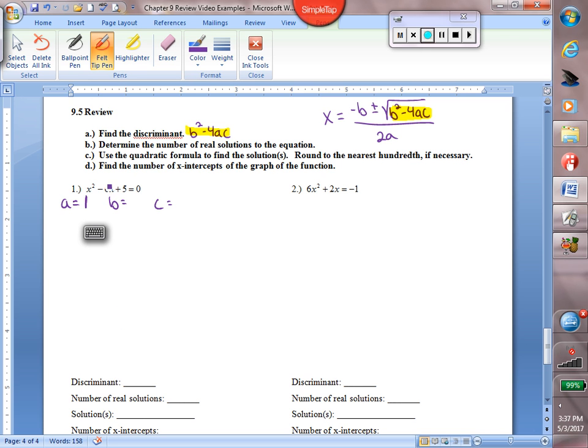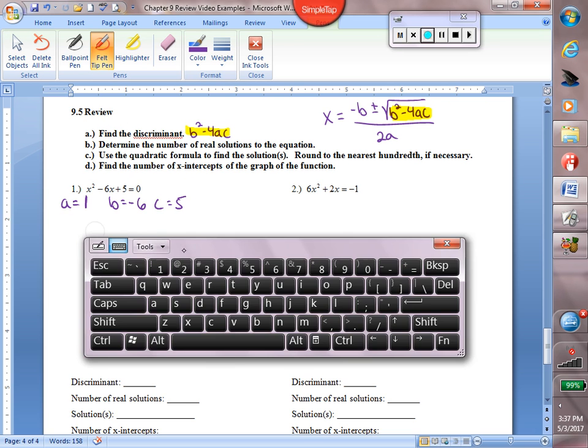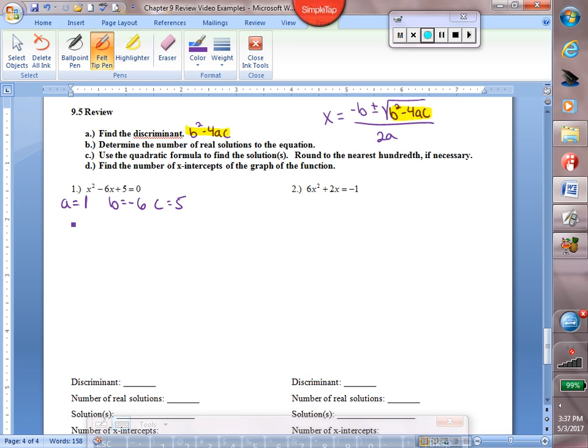Our b is our coefficient of the x term, negative 6. And our c value is our constant, which means there's no variable attached to it. It's just a number. That's going to be positive 5. Now let's go ahead and find our discriminant. Our discriminant is b squared minus 4 times a times c.